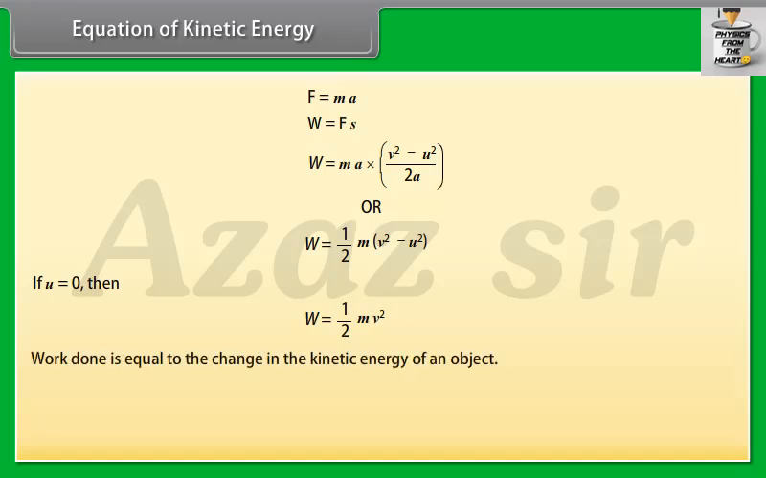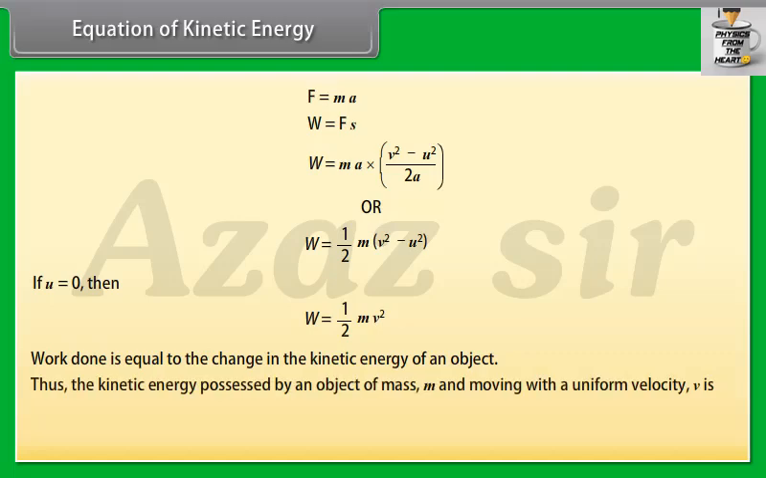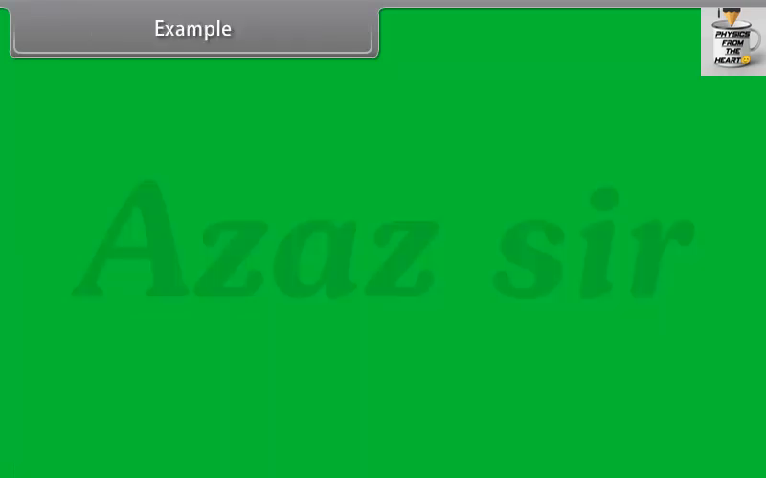It is clear that the work done is equal to the change in the kinetic energy of an object. Thus, the kinetic energy possessed by an object of mass m and moving with a uniform velocity v is 1 upon 2 mv square. Example.